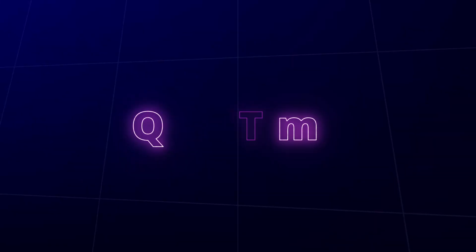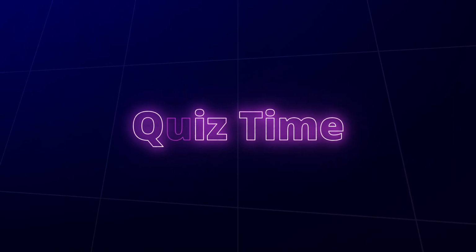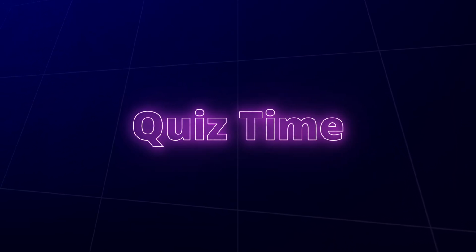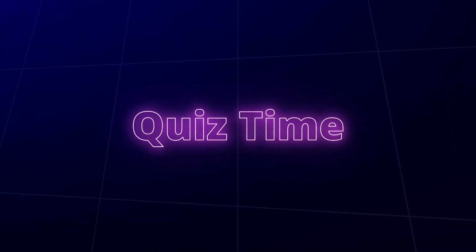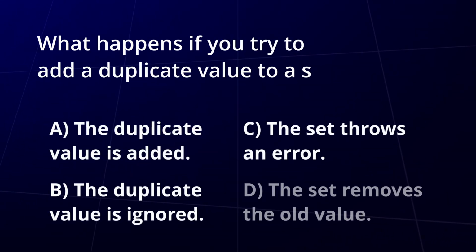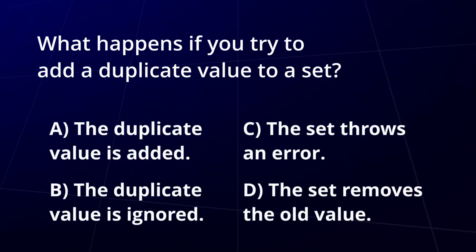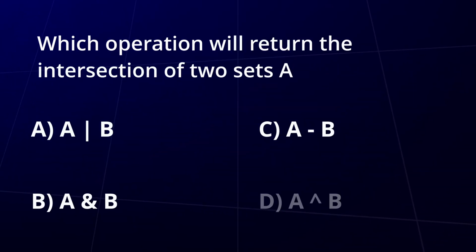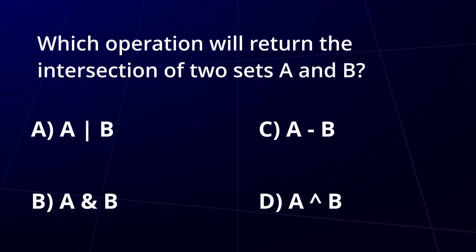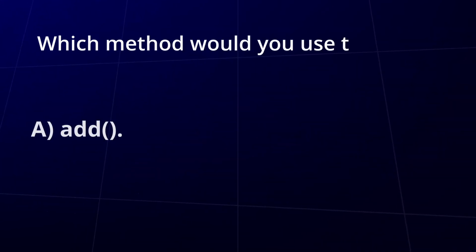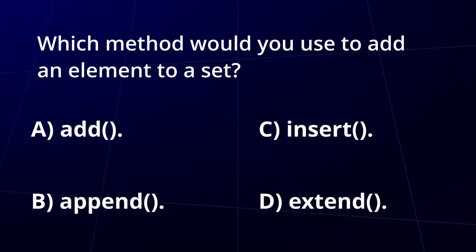It's quiz time. Let's see how well you've grasped the concepts of sets in Python with a few quick questions. Ready? Let's go. What happens if you try to add a duplicate value to a set? Which operation will return the intersection of two sets A and B? Which method will you use to add an element to a set?